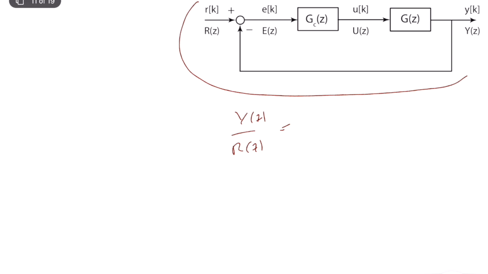If you compute Y(z) divided by R(z), we simply apply the feedback rule, and we can easily see that it is equal to G(z) over 1 plus Gc(z) times G(z). This is the pulse transfer function.